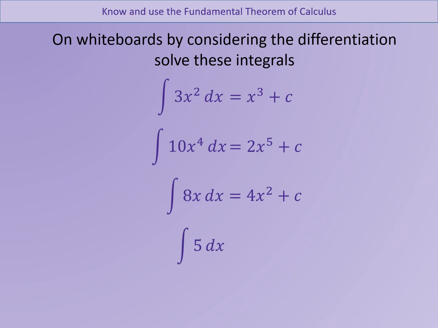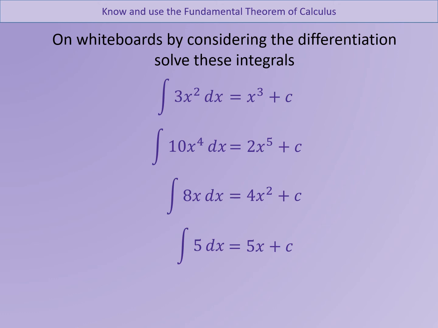What about the number 5 on its own? Now you have to think a little bit about those two special cases that we talked about when we were doing differentiation. What expression would differentiate to give you an answer of 5? Okay, good. And the answer to that would be 5x plus c. When you differentiate 5x, it takes you back to 5.